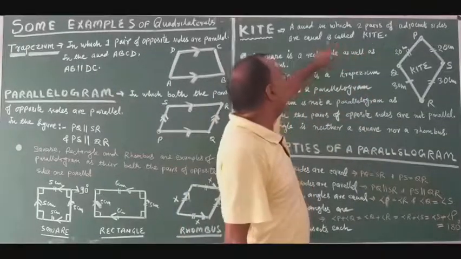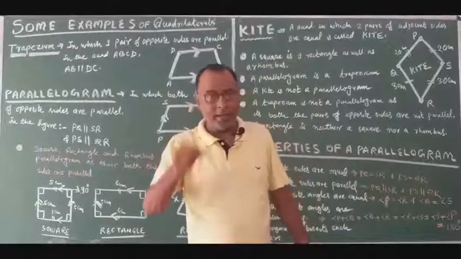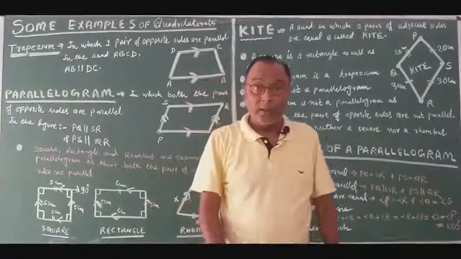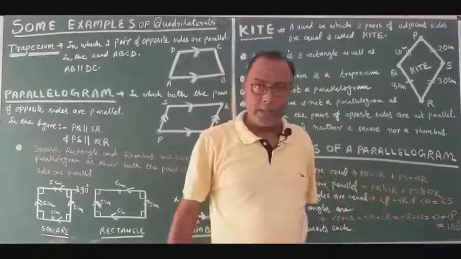Two pairs of adjacent sides are equal. So such a figure, such a quadrilateral, is known as a kite. Is it clear?